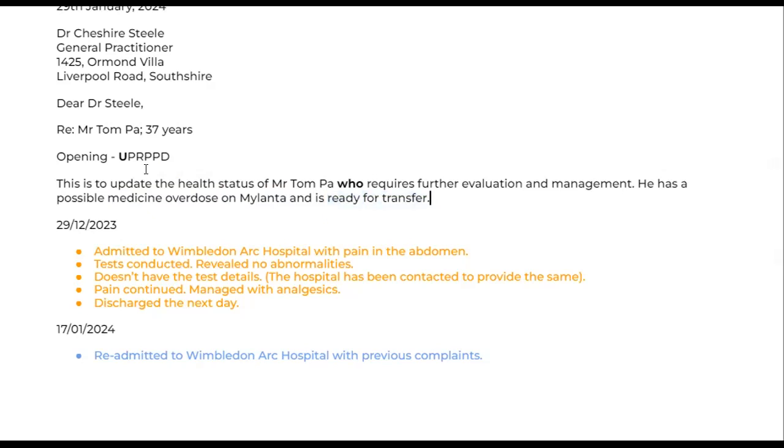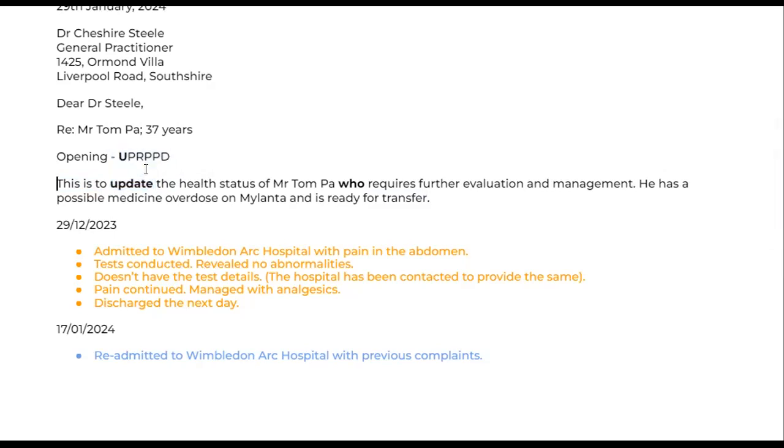Suppose you are contacting this hospital today itself over the phone, and then Dr. Cheshire Steele says, okay, fine, do one thing, you can send the patient right now, I'm free. So this is better, and is ready for transfer. So how can you then send the patient to home? So it is always better one, he is ready for transfer. Please don't write and is being transferred, because being transferred means you have to get the permission of the recipient. So this is to update the health status of. Why are we writing update here? Because we are writing to the patient's own GP.